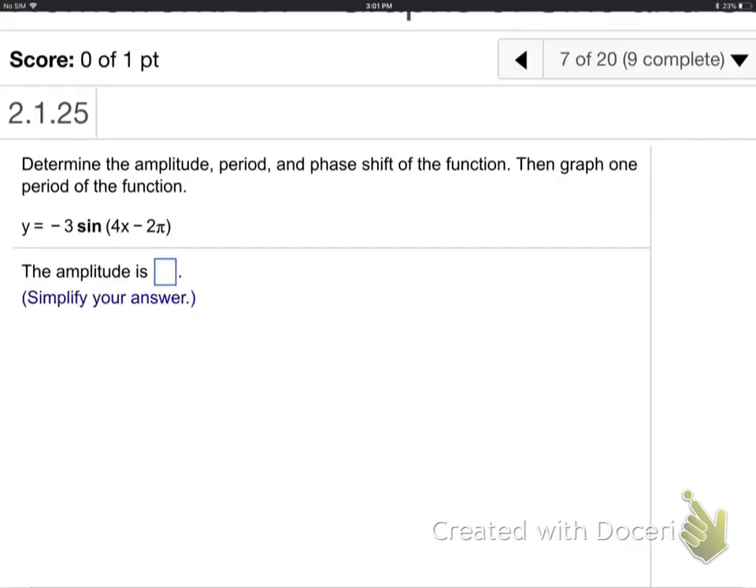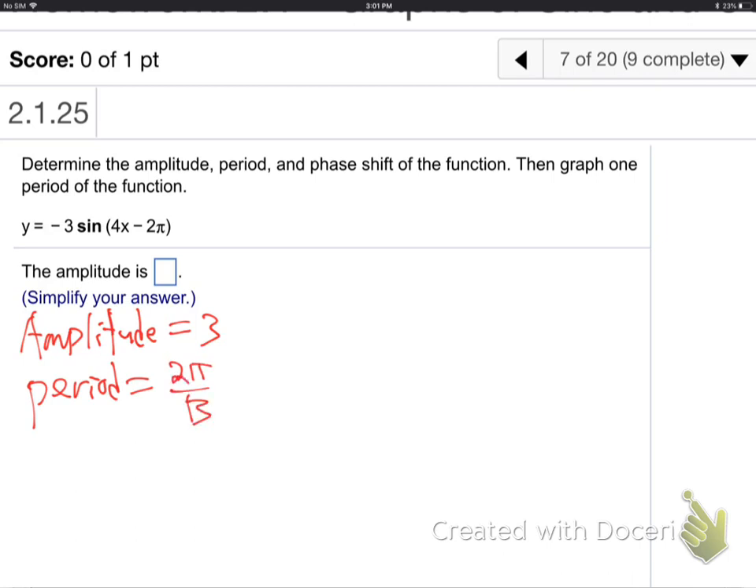Okay, so all right, so the amplitude is 3. The number in the front is the amplitude. And the period, 2 pi over b. 2 pi over b is the period. What's the b? B is 4. Yeah, so a is -3.